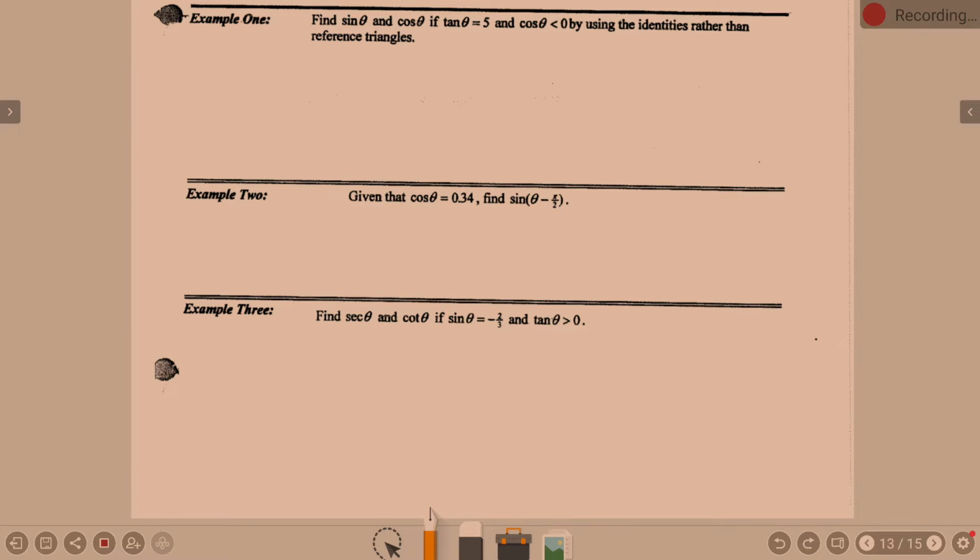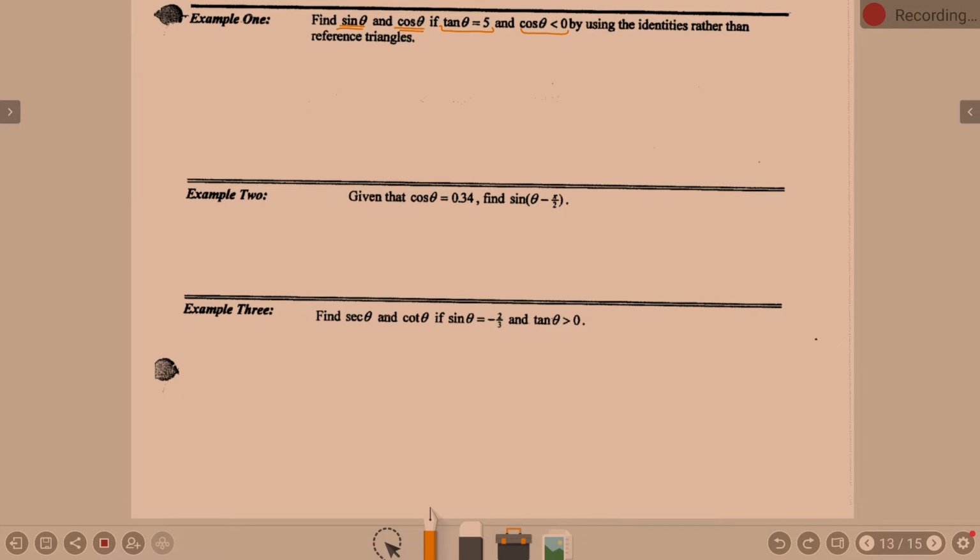So we're being asked to find sine and cosine. Tangent is 5, cosine is less than 0. Yes, we've done similar problems to this before, but we're not resorting to our chapter 4 methods. We're learning new methods. And so we have to look up top for ways that tangent can connect with other functions.